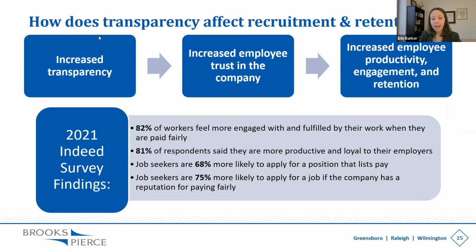Job seekers and job applicants responded that they're 68% more likely to apply for a position that lists pay as compared to a posting that does not list the pay, or at least the pay range. And job seekers are 75% more likely to apply for a job if the company has developed for itself a reputation of paying fairly. And in many cases, that can start with transparency.